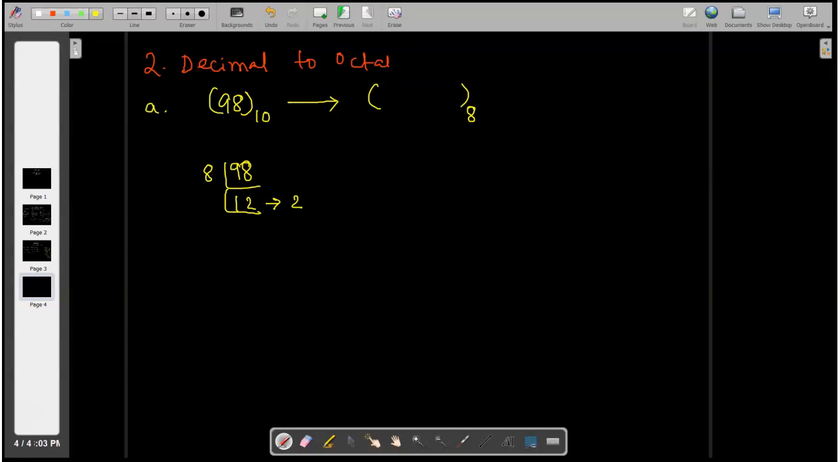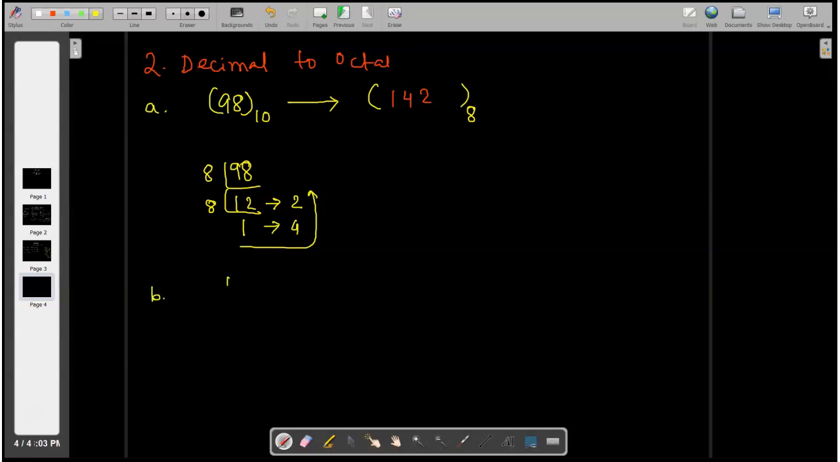Again, can we divide 12 by 8? Yes. 8 ones are 8, the remainder is 4. So again, bottom to top. If we go bottom to top, what do we get? 1 4 2. So 1 4 2 is the corresponding octal number of the decimal number 98. Okay, let us see one more example.